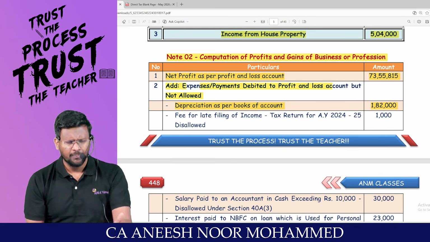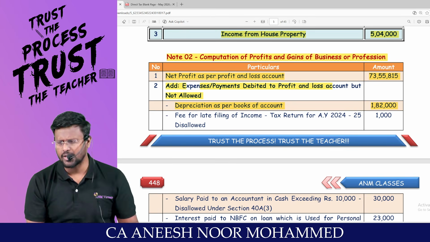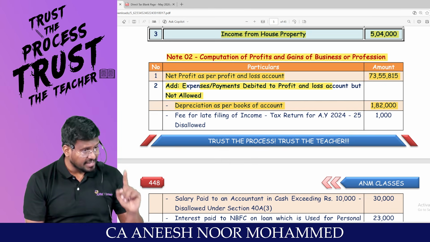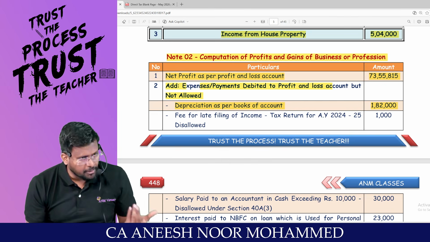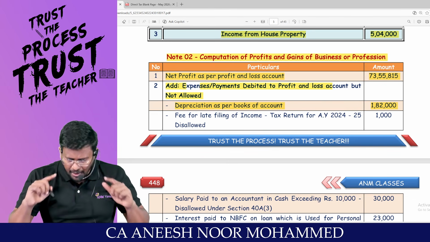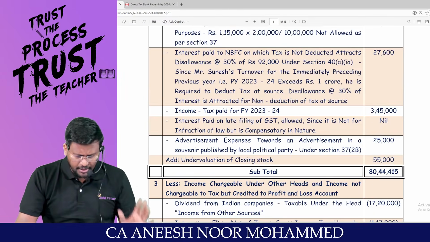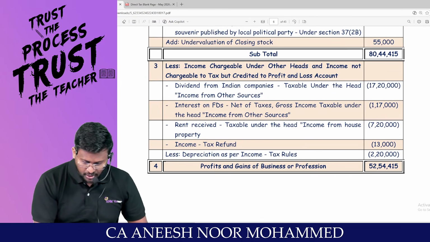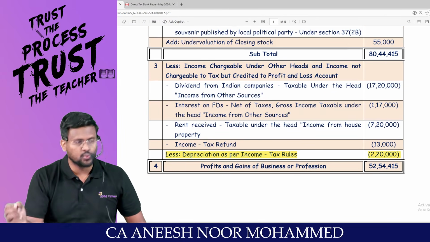Generally, as per books, depreciation would have been calculated as per the straight line method. But as per the Income Tax Act, the recognized method is the WDV method. So when you are adding back that depreciation, immediately reduce the depreciation as per income tax rules, 2,20,000.